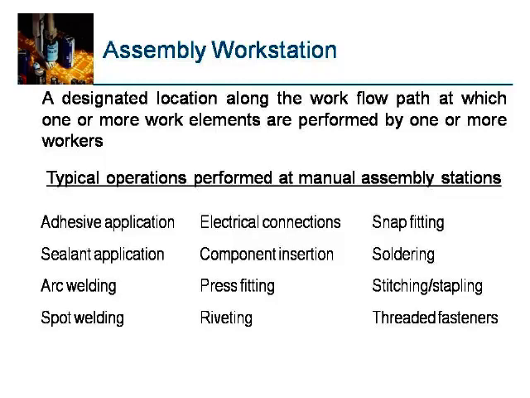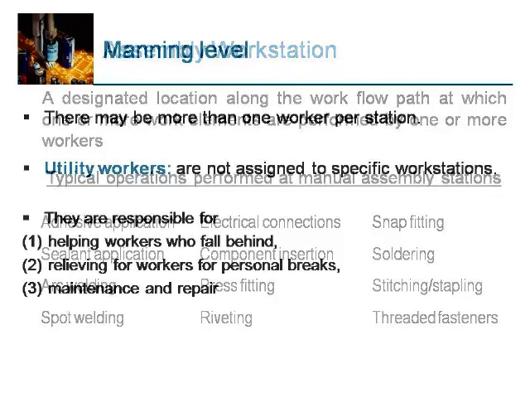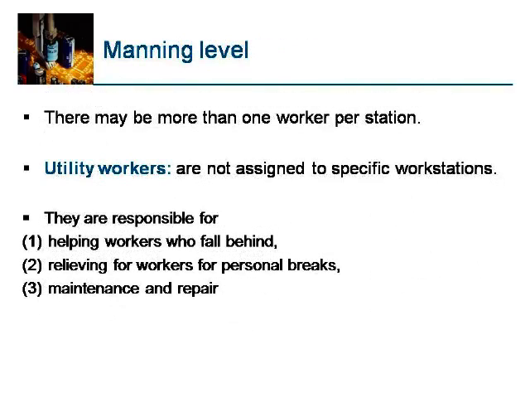Typical operations performed at manual assembly stations are: adhesive applications, sealant applications, welding applications, spot welding, electrical connections, component insertions, press fittings, riveting, snap fitting, soldering, stitching, stapling, threading, etc. So many things can be done at different work elements. There may be more than one worker per station.